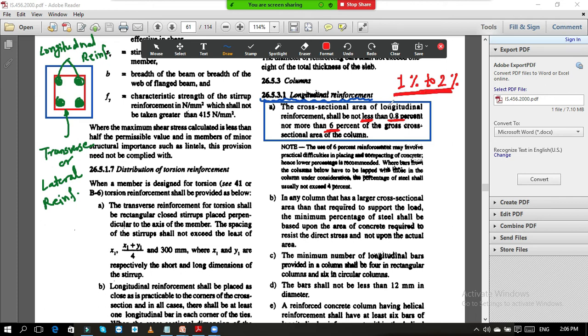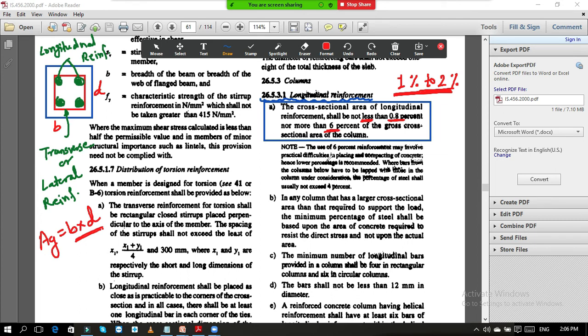Gross area means what? B into D, whatever your cross-sectional area is. Suppose this dimension is D and this dimension is B, then your gross area Ag is B into D. And 1% or 2% of this gross area, we always take as the longitudinal reinforcement in the column. So remember this point also. This can be asked in an MCQ. The minimum reinforcement in the column should be dash dash dash, and the options will be given to you in the examination. Or for the maximum reinforcement also.